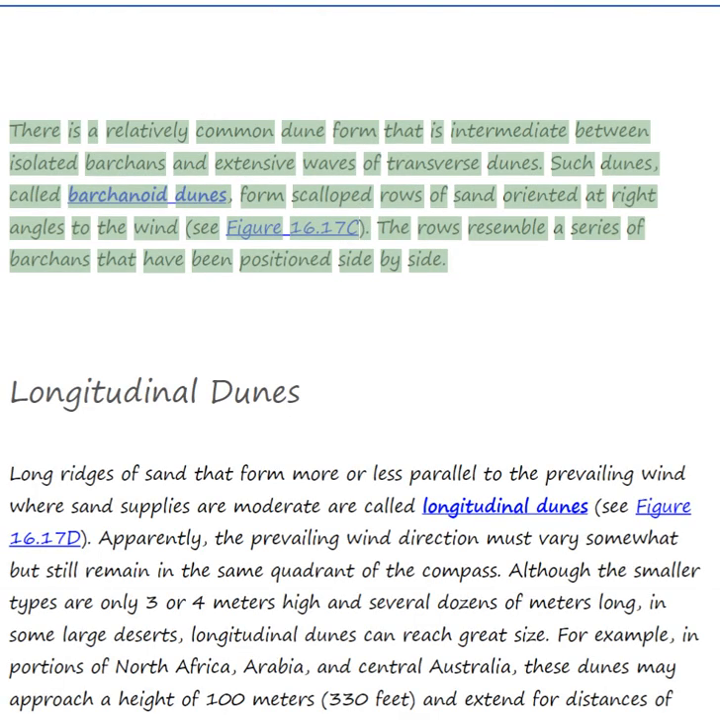There is a relatively common dune form that is intermediate between isolated barchans and extensive waves of transverse dunes. Such dunes, called barchanoid dunes, form scalloped rows of sand oriented at right angles to the wind. The rows resemble a series of barchans that have been positioned side by side.